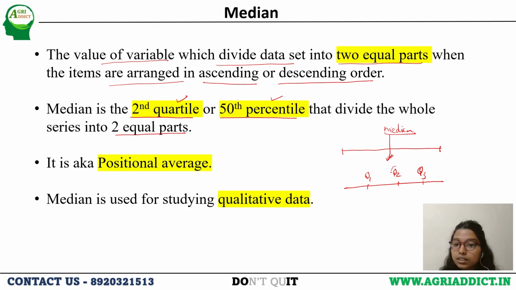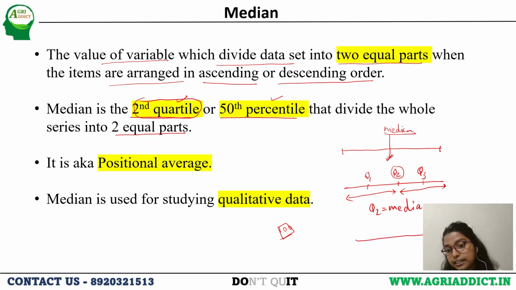This quartile 2 you are seeing is dividing the whole series into two equal parts, as you can see here. So this Q2 we can say is median because it is dividing the whole series into two equal parts. So that's why we are saying that median is the second quartile. And then 50th percentile. Percentile, when it comes, you can say that we have to make 100 parts.